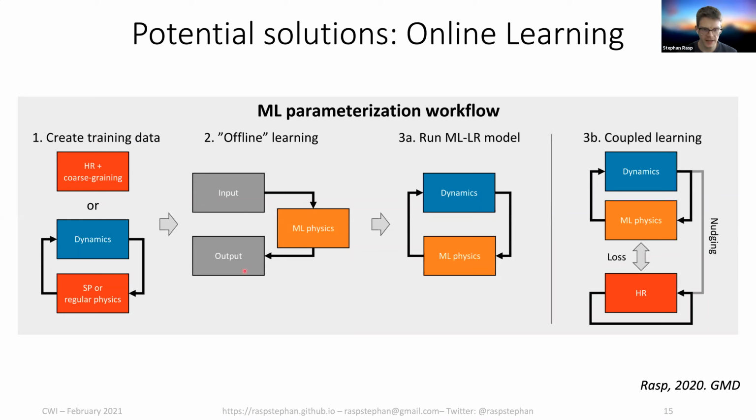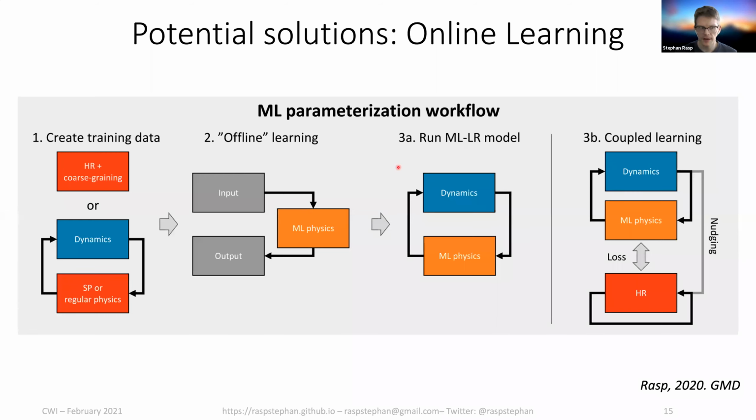Then we use this training data set to learn our machine learning model offline, so it's decoupled from the interaction with the other components of the model. So we only train offline. And then we take our trained model and plug it back into our climate model, or of course, this can be any other physical simulation. And we hope it does well. And maybe sometimes it does, but maybe sometimes it does not.